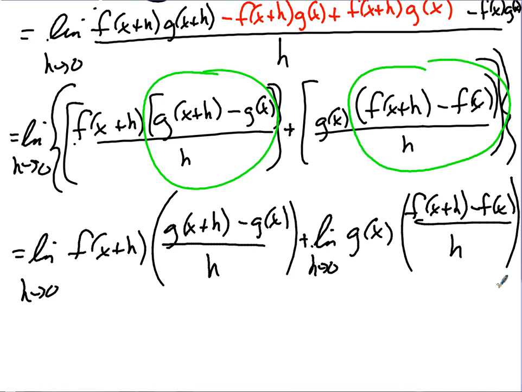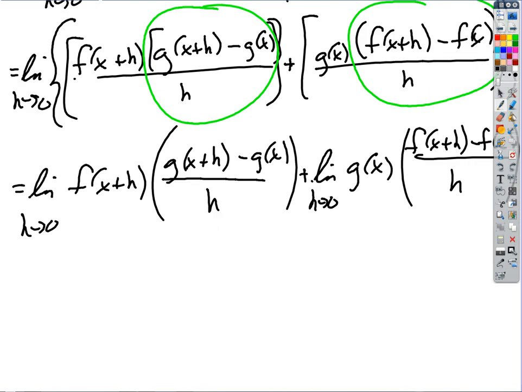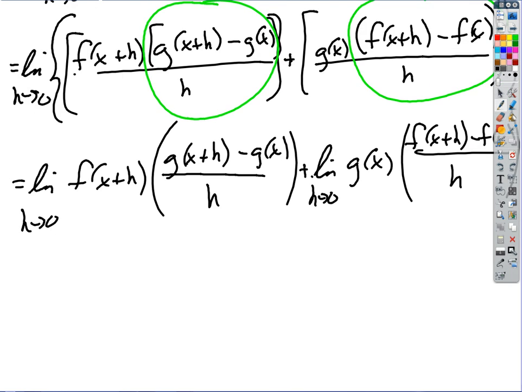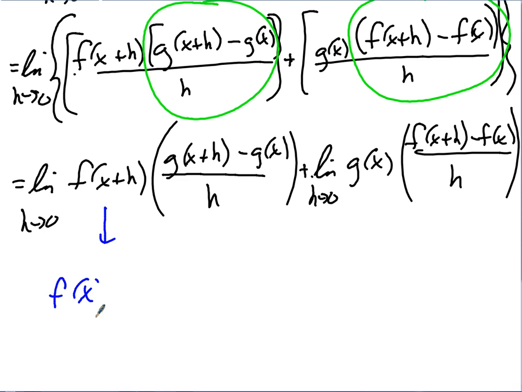Now, if I take my limits, what is the limit of f of x plus h as h approaches 0? If I let h go to 0, what does that look like? f of x. Yeah. In the limit, it just approaches the function f of x. So this guy just gives us an f of x. Now, what is this whole thing right here? Did we say? The limit of g of x plus h minus g of x all over h as h goes to 0.